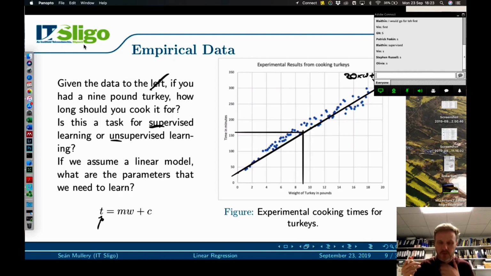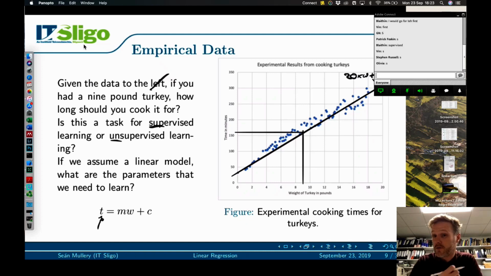Okay, I'm glad to see that you've all come up with the correct answer. So this is supervised. Why is it supervised? Well, we have data and we know the answer. So in other words, we have turkeys of all these sizes. We've cooked them and we've said that this is how long they should have been cooked for. So what we're assuming when we've got this data is that each one of those turkeys was cooked correctly.